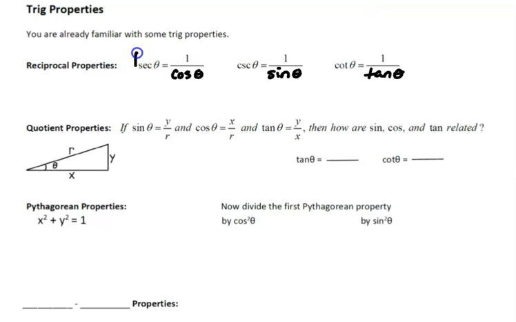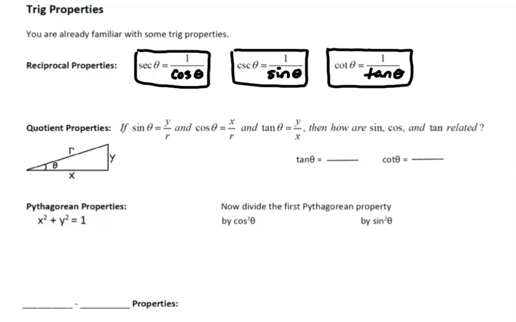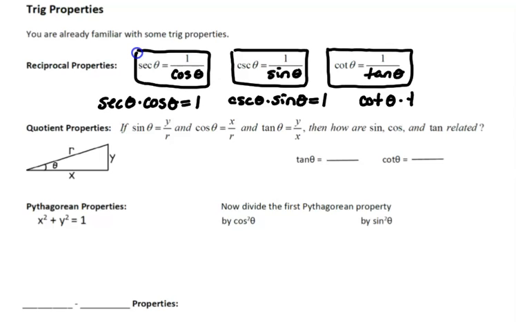Because they are reciprocals, we know that they multiply to equal 1. So another way we could write them is to say secant of theta times cosine of theta equals 1, or cosecant of theta times sine of theta equals 1, or cotangent of theta times tangent of theta equals 1. So sometimes these serve as a way to simplify an expression by changing an expression of this sort to just 1.